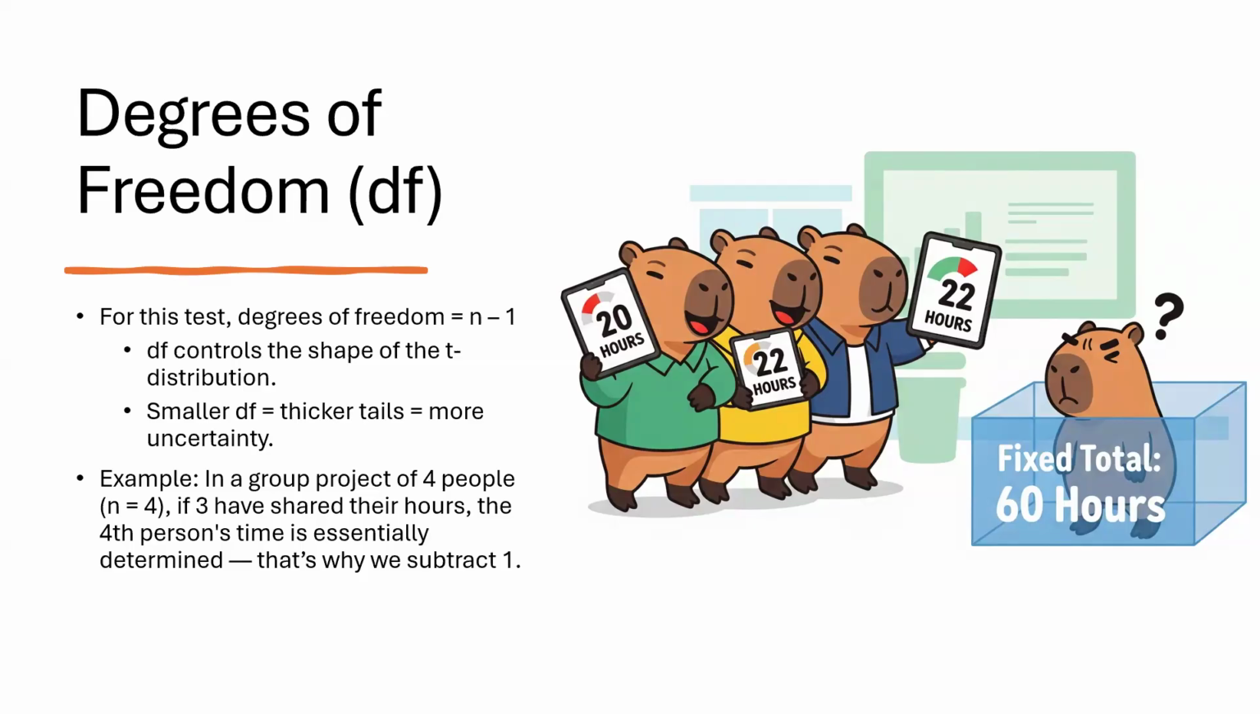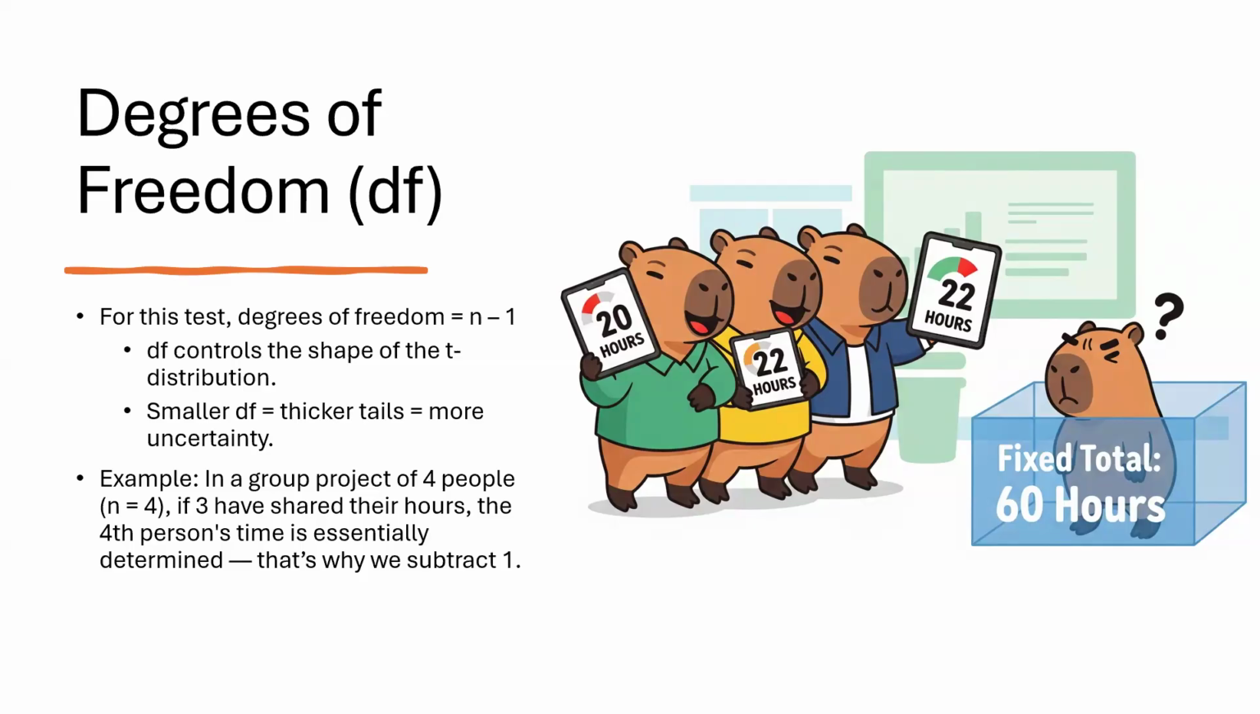Degrees of freedom tells us how much independent information we have to estimate something, usually the standard deviation. When we estimate the standard deviation from a sample, we're using up a little bit of freedom. Why? Because once you fix all but one data point, that last point is basically locked in. It has to fall in a specific place for the sample mean to be what it is.